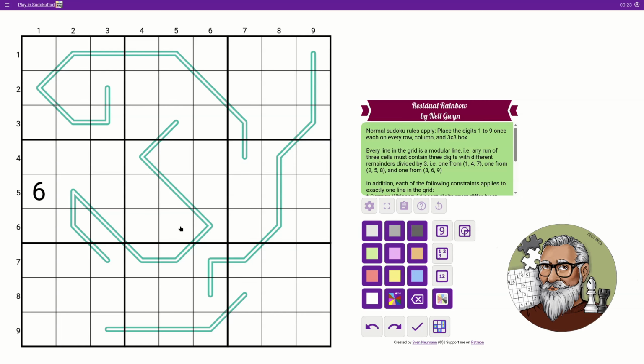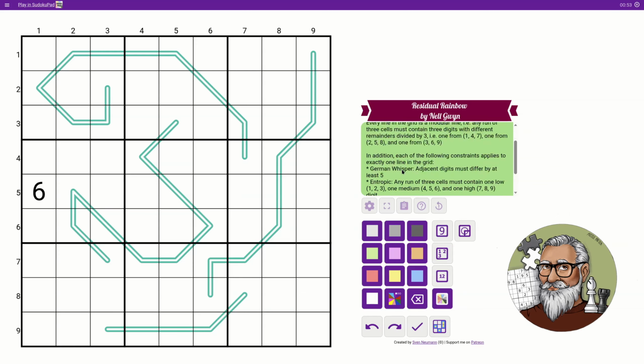Right, let's read the rules. Normal Sudoku rules apply. Place the digits 1 to 9, once each, on every row, column, and 3x3 box. Every line in the grid is a modular line. In other words, any run of 3 cells must contain 3 digits with different remainders divided by 3. One from 147, one from 258, and one from 369.